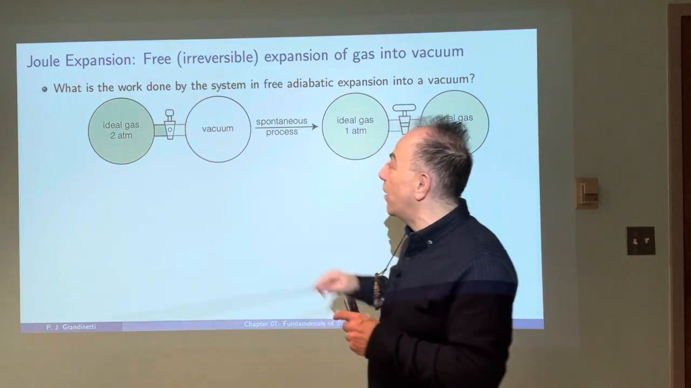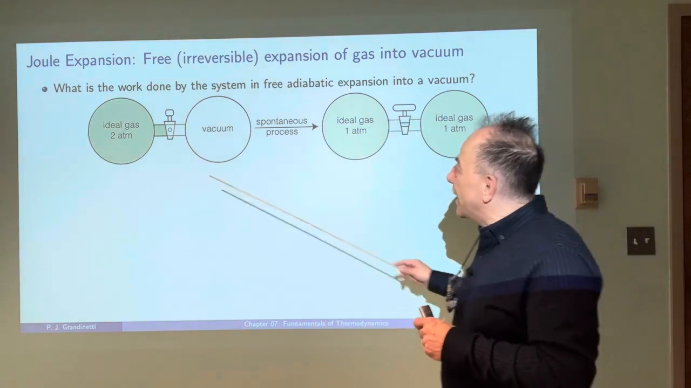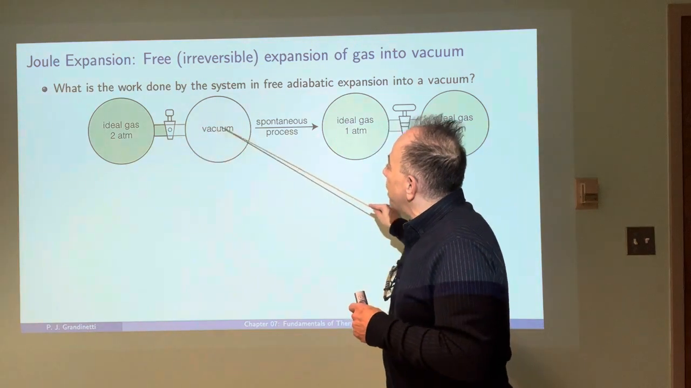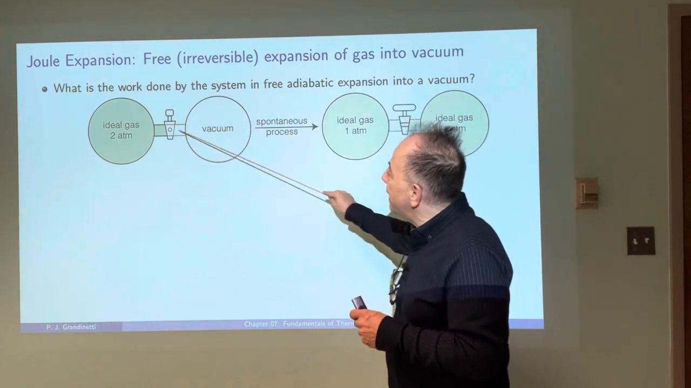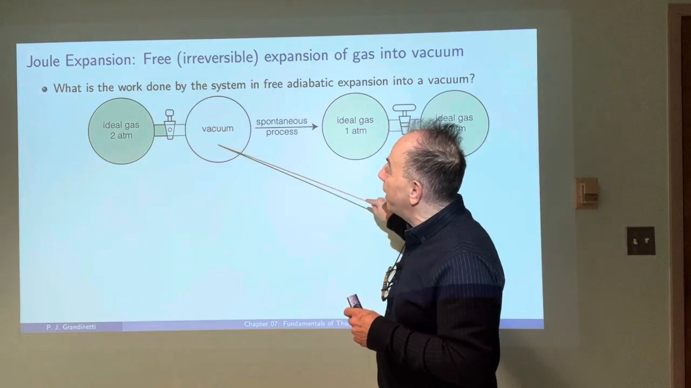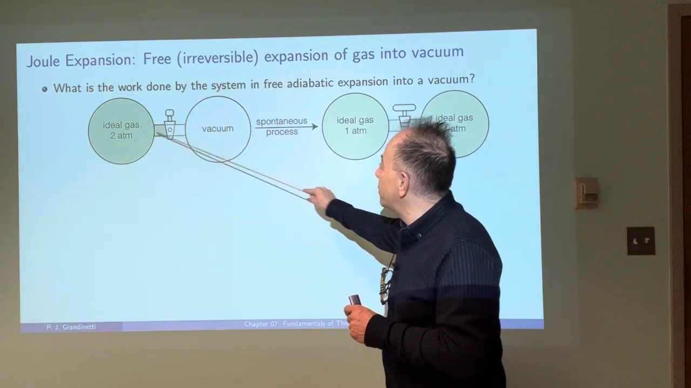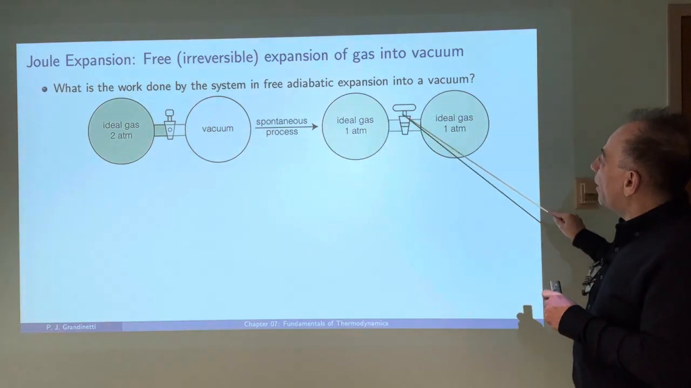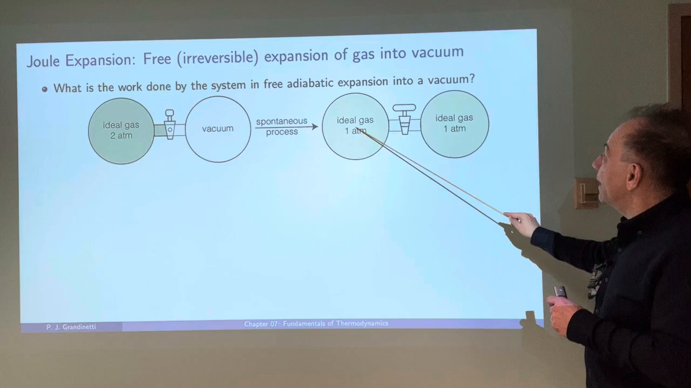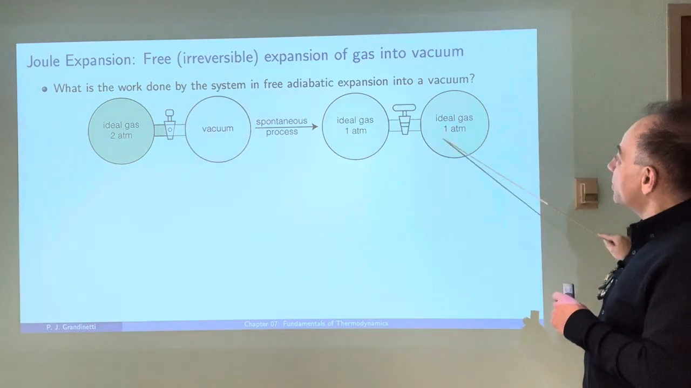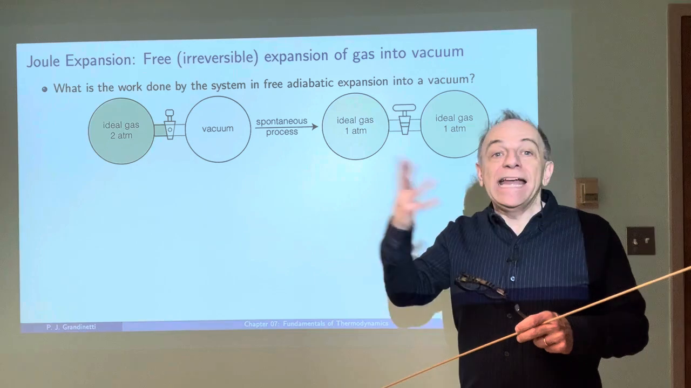So here in this example, I have a bulb that's full of an ideal gas, and it's at 2 atmospheres, and it's connected to another flask of identical volume, and this side is completely evacuated. And now what I'm going to do is open up the valve between the two, and when I open up the valve and connect this chamber with the vacuum chamber, then the gas will expand to the other side, and now I'll have an adiabatic expansion.